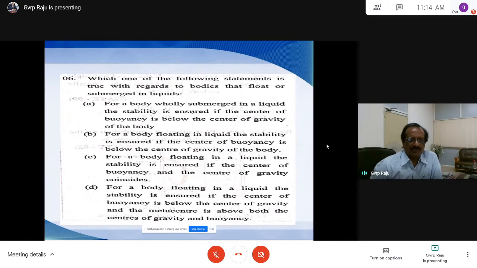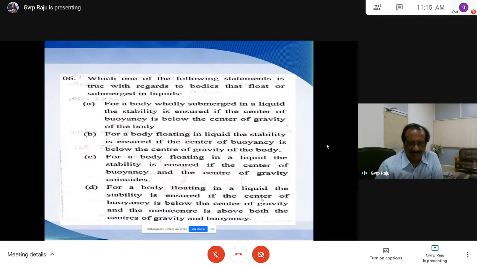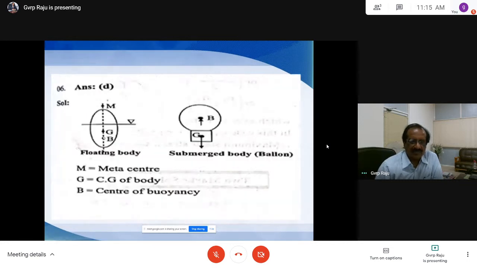Which one of the following statements is true with regard to the bodies that float or are submerged in liquids? The answer is D. For a body floating in a liquid, the stability is ensured if the center of buoyancy is below the center of gravity and the metacenter is above the center of gravity and buoyancy. Very clear. So you can assure the stability when the center of gravity is above buoyancy and the metacenter is above the center of gravity. And the metacenter is above the center of gravity and center of buoyancy. That is the answer here. We have discussed that earlier.